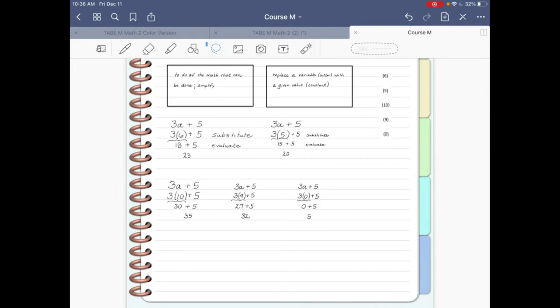Okay guys, you won't notice this, but I'm going to stop the video just a second and charge my pen. And then when I come back, I will show you some more examples without the slider. We'll look at a few more examples of substituting and evaluating.